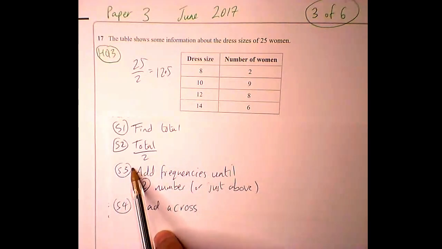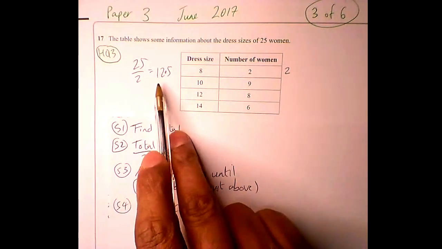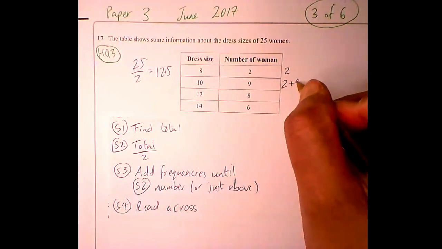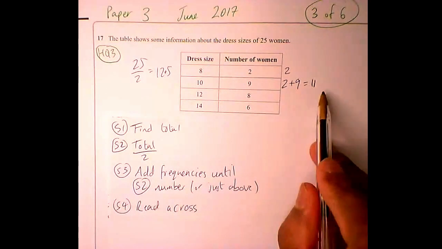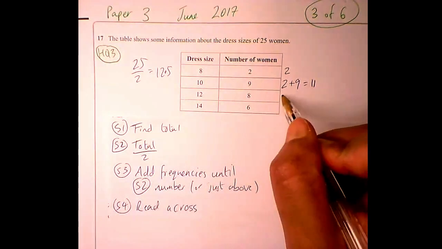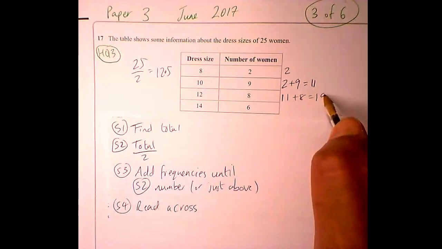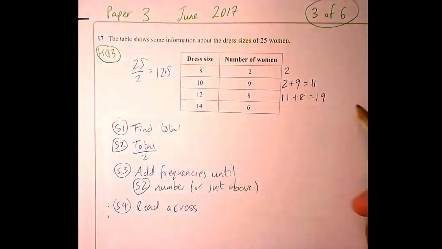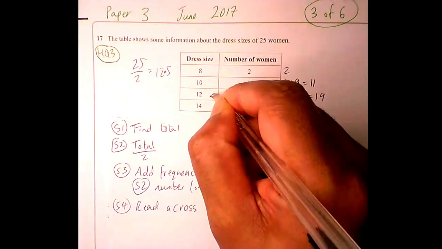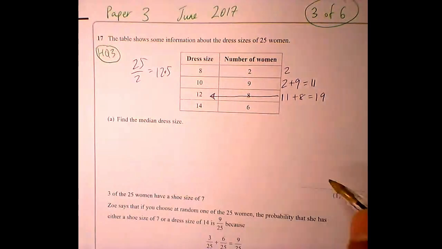Step 3, I am going to be adding my frequencies. So my first one is 2. That is not near 12.5. The next one is going to be 2 plus 9 gives me 11. So I'm not near 12.5. The next one is going to be 11 plus 8 gives me 19. And so I'm above 12.5. So now step 4, I read across. So my median value from this table is 12.